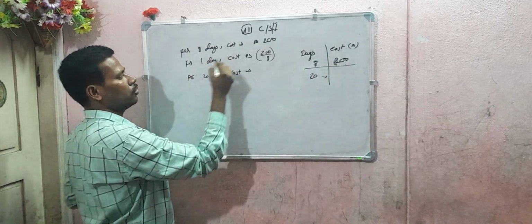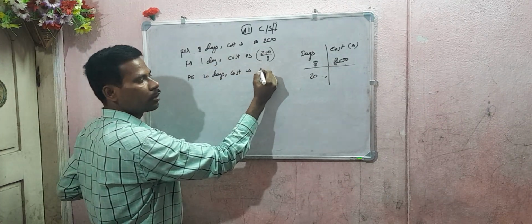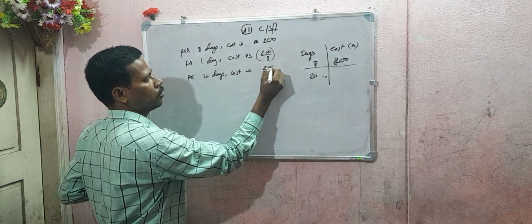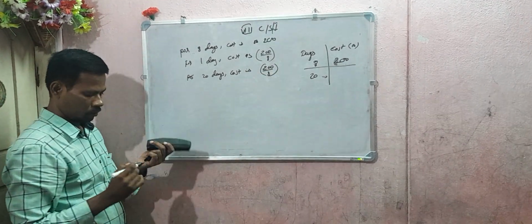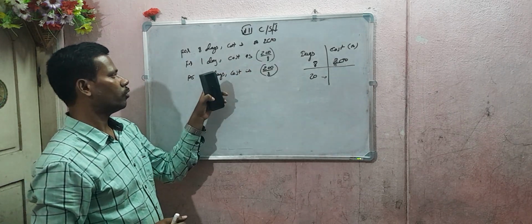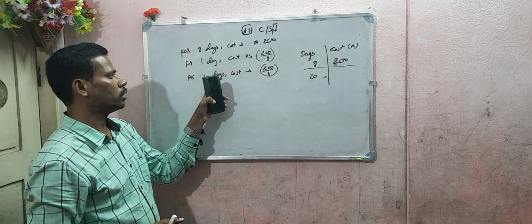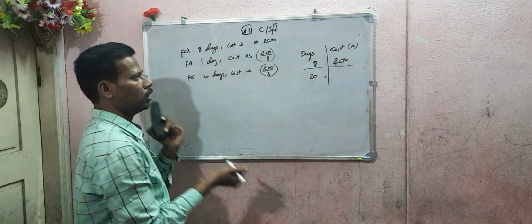For 8 days cost is 200. For 1 day cost is 200 by 8. For 20 days cost is... for 1 day cost is 200 by 8. Now compare this with this. For 20 days I said no. Now days are increasing, so cost will also be more.